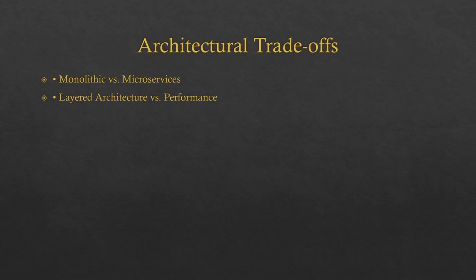Every architectural design involves trade-offs. For instance, while microservices offer scalability, they add complexity. Similarly, layered architecture enhances modularity, but it can introduce latency. Understanding these trade-offs is crucial for effective decision making.